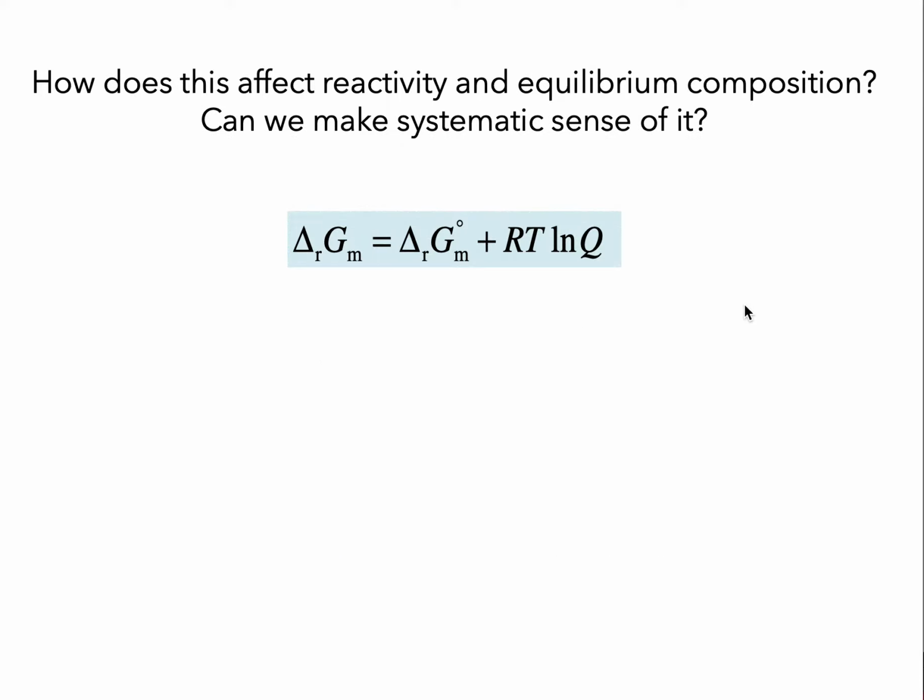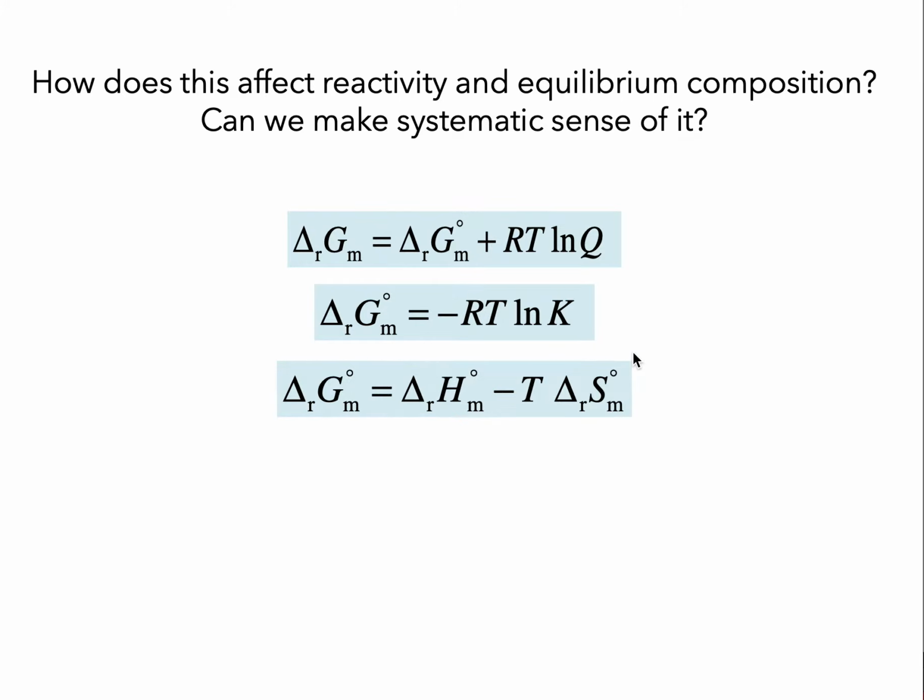Recall that the Gibbs energy change tells us which way a system at a certain composition wants to change. There is a thermodynamic driving force to minimize Gibbs energy such that delta G goes to 0 at equilibrium. It is the value of delta G naught that determines the equilibrium constant K. Delta G, in turn, is determined by the changes in enthalpy and entropy according to delta G equals delta H minus T delta S.